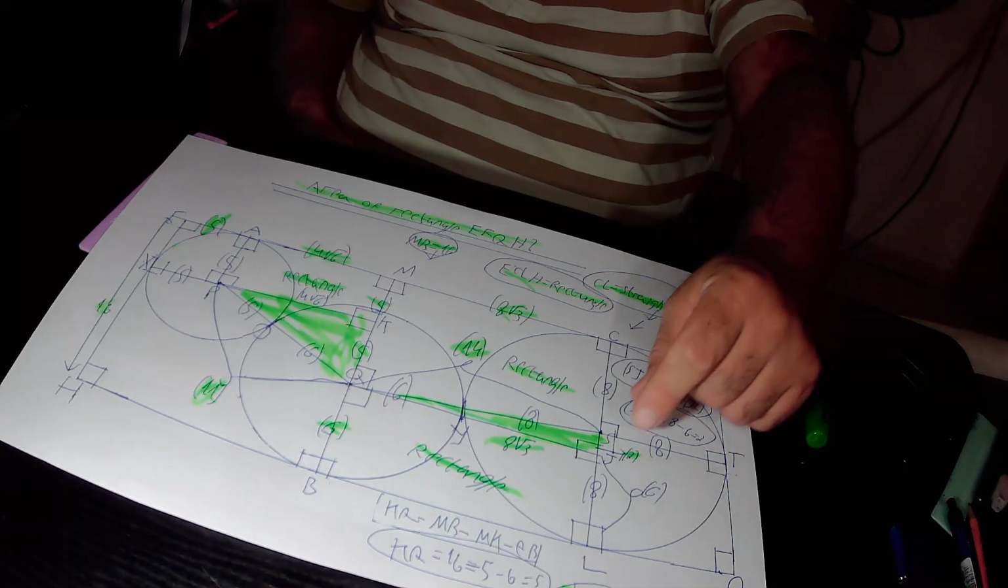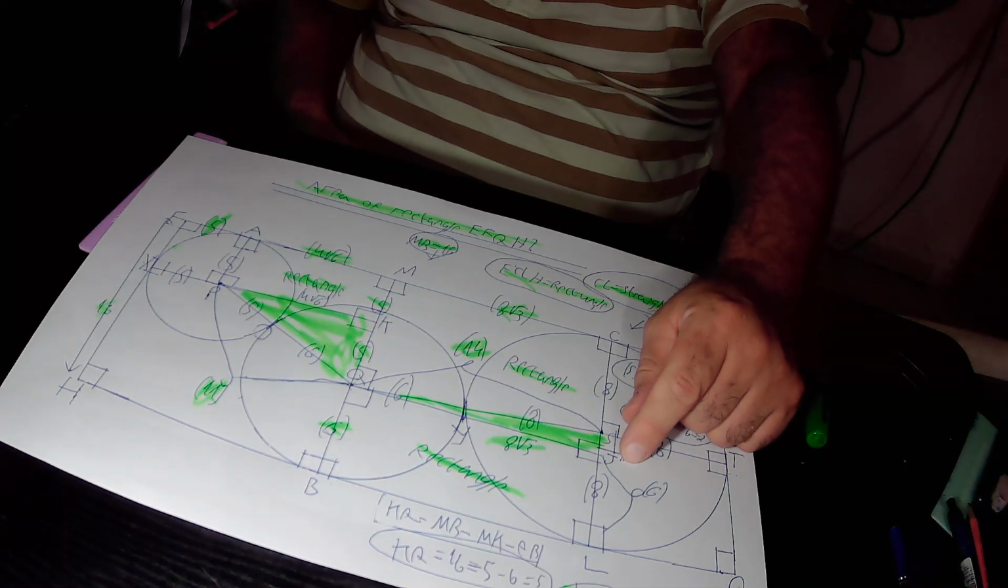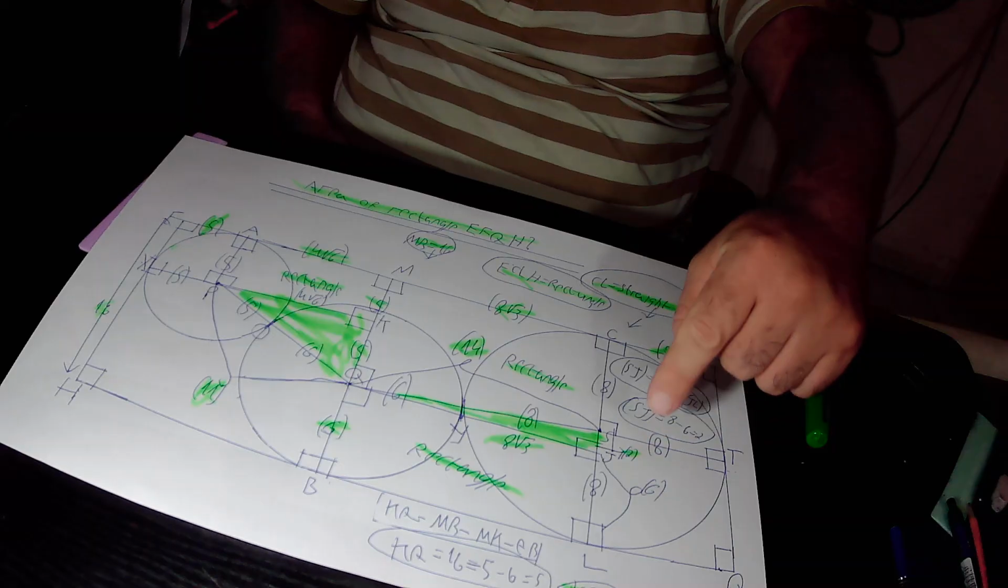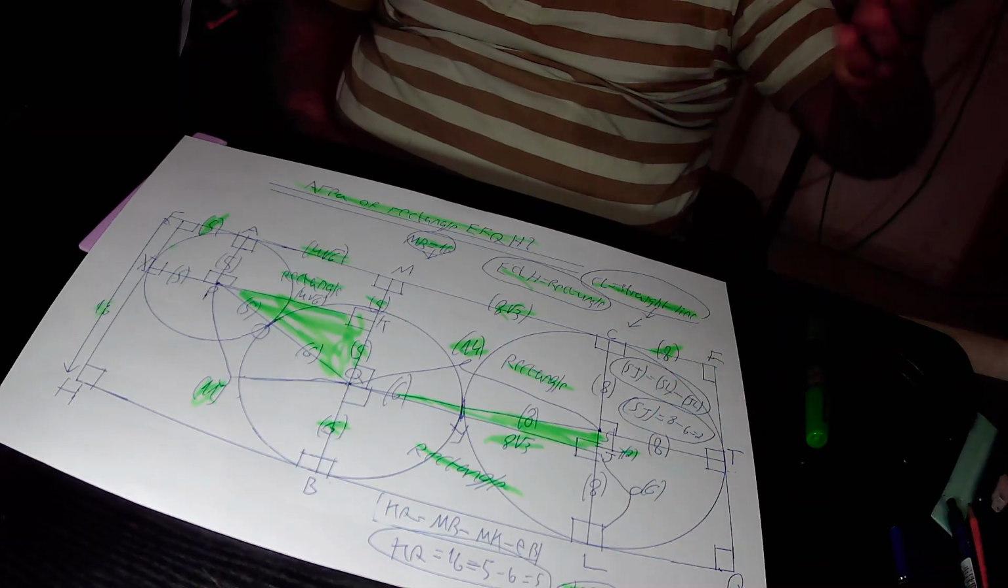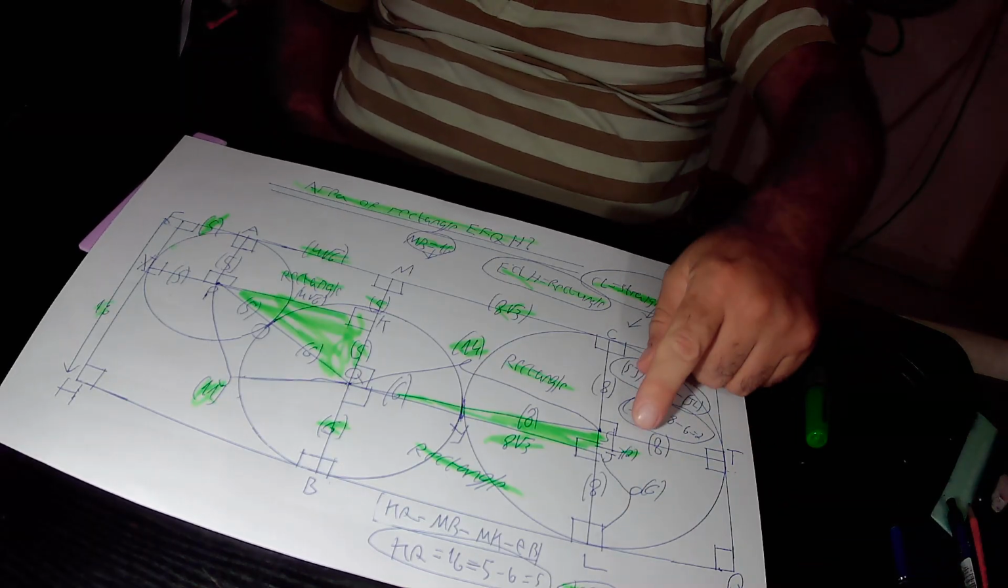What is the length of this short line segment SJ? SJ equals SL, that is 8, minus JL, that is 6. So in total, SJ equals 8 minus 6, that is 2.